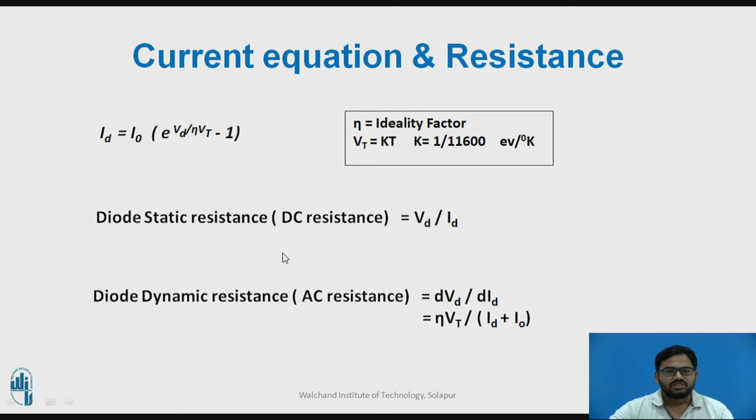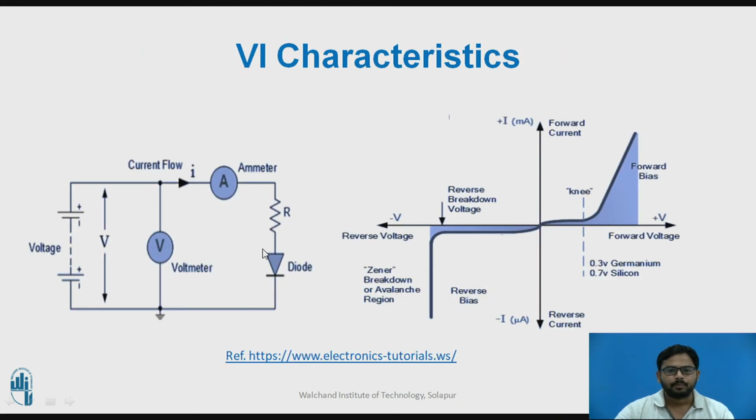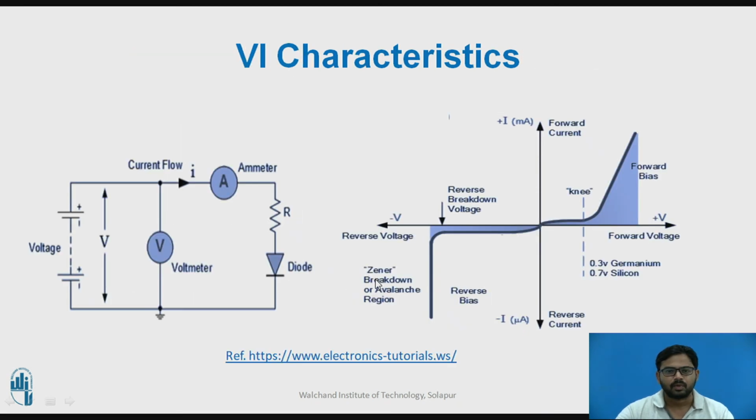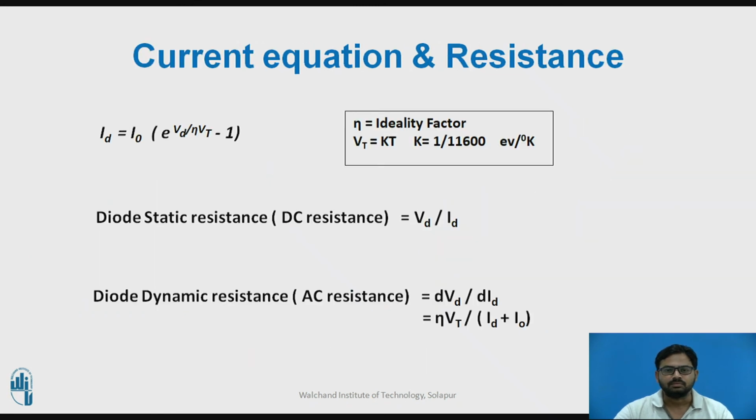The diode static resistance is given by, when you divide the voltage by the current during the forward bias, it is called the diode static resistance. It is also called the DC resistance. The DC resistance is very small for a diode, because as you can see, this graph is almost vertical. This vertical graph means the resistance is very small during the forward bias of the diode.